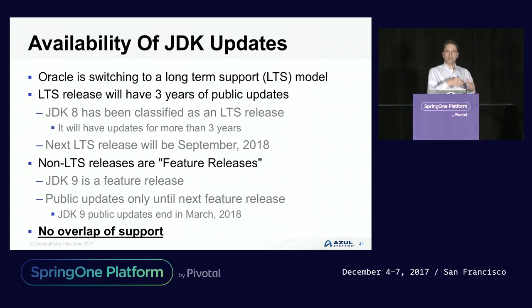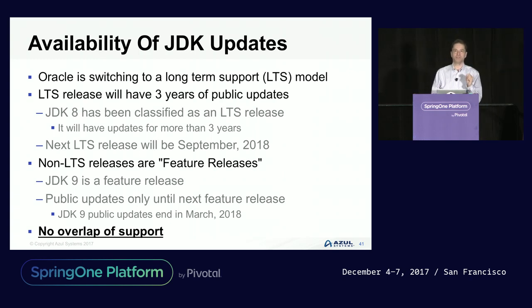That's going to change moving forward, because with 6-monthly releases, they can't have continuous overlap of all these different releases. So there will be what's called a long-term support release. A long-term support release will have 3 years of public updates, and there will be one of those every 3 years. But all the ones in between are going to be called feature releases. So right now, JDK 8 has been termed a long-term support release. JDK 9 is a feature release.